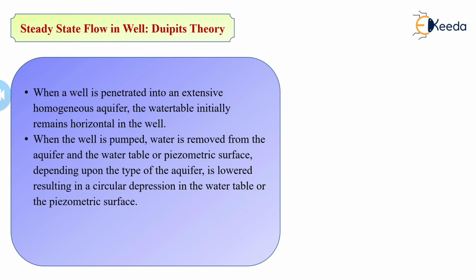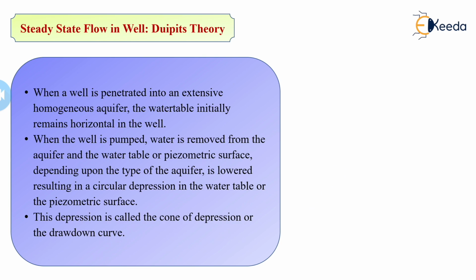If this is an unconfined aquifer, it gives us a depression cone, and if it is a confined aquifer, because of the confining layer, the water level is lowered below the confining layer. So depending upon the type of aquifer, the water table is lowered, resulting in a circular depression in the water table or the piezometric surface level. This depression is called a cone of depression.